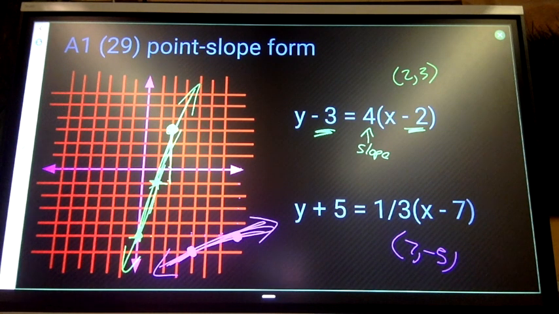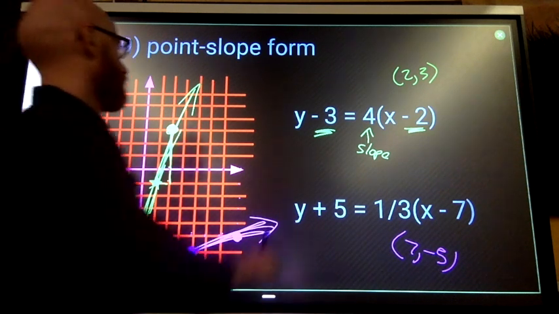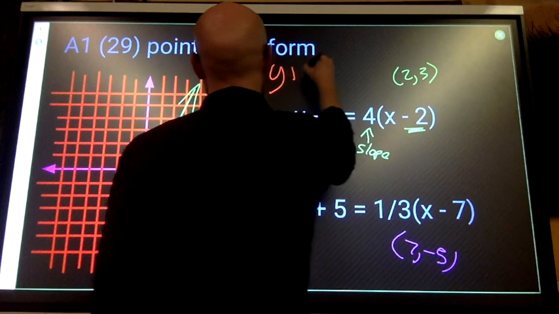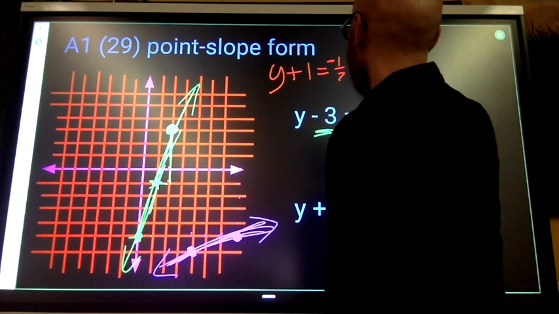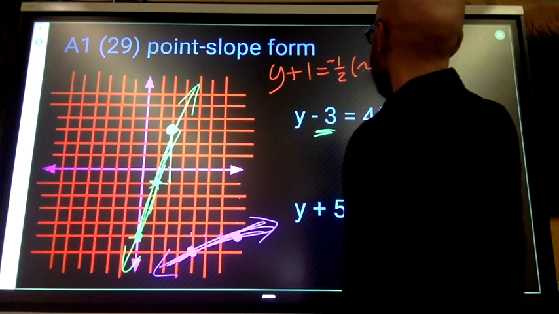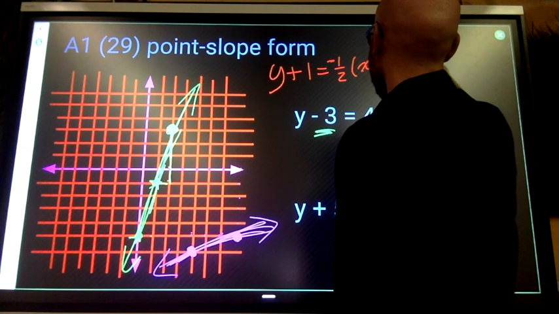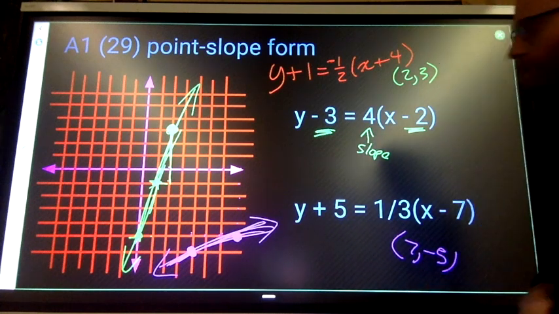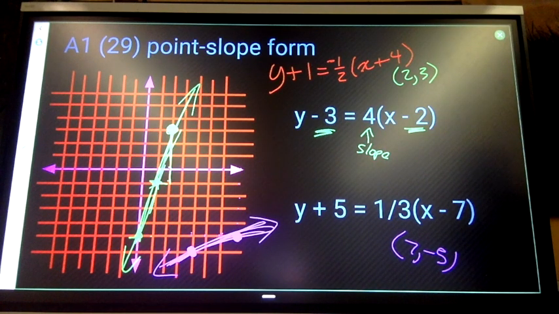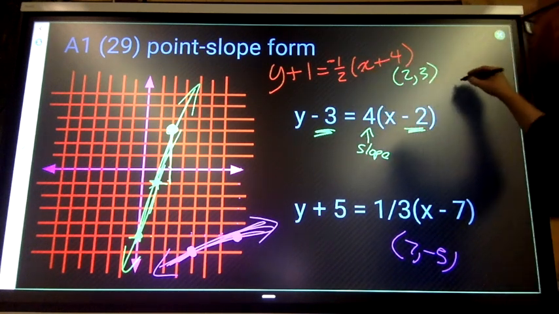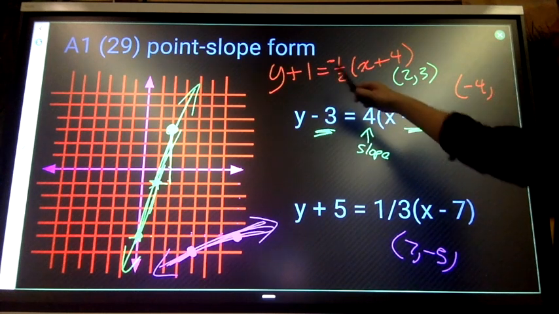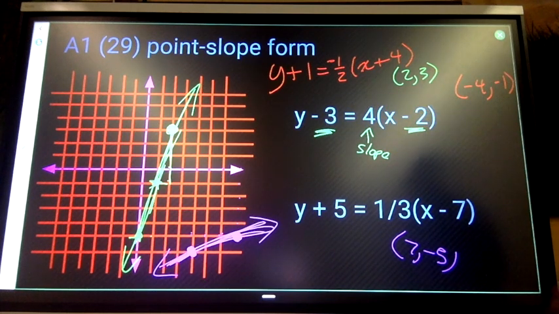All right, let's look at one more. Say y plus 1 equals negative 1/2 times x plus 4. Hit pause, try it yourself. Unpause. What is the point that we know is on this graph? We know the point is going to be x is negative 4, y is negative 1.